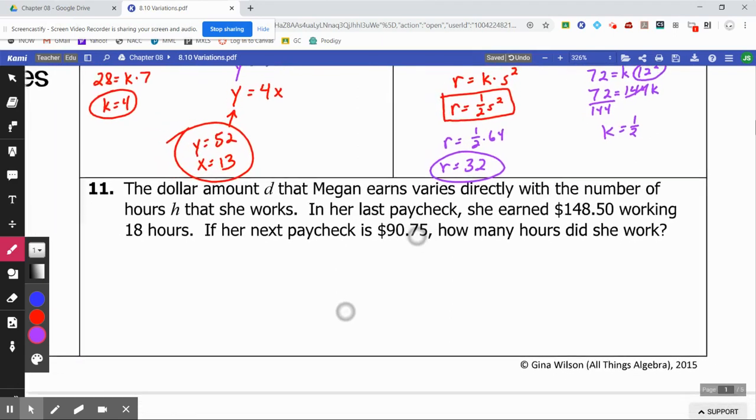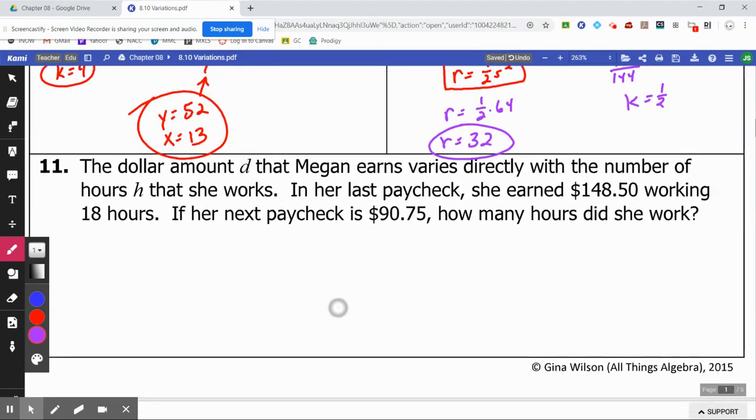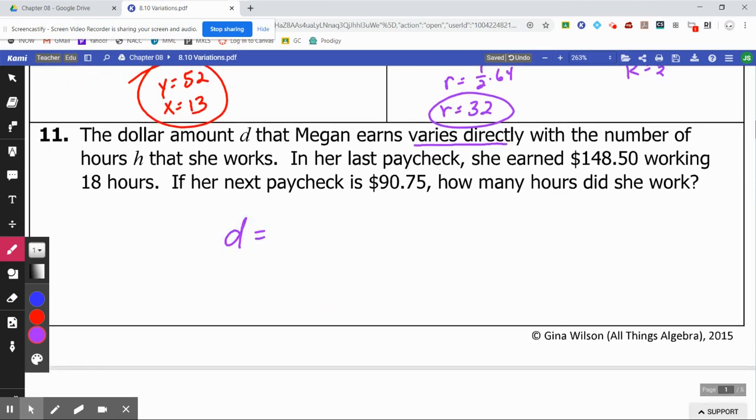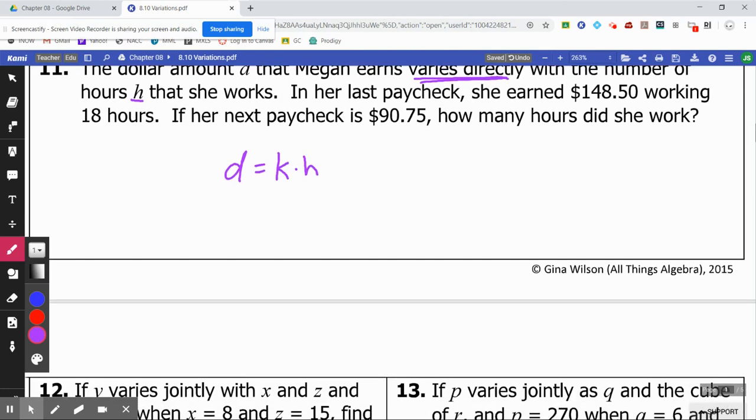Next up, 11 is a word problem. It says the dollar amount D that Megan earns varies directly. So it's a direct variation. D is equal to some constant times the number of hours that she works. And that is true for any scenario. Normally, if you work so many hours, you have that constant rate. If you don't work any hours, and that's a key to all of these, that 0, 0 on all of these direct variations is going to be your y-intercept. If you don't work any hours, then you get no pay. So remember that. There's no y-intercept.